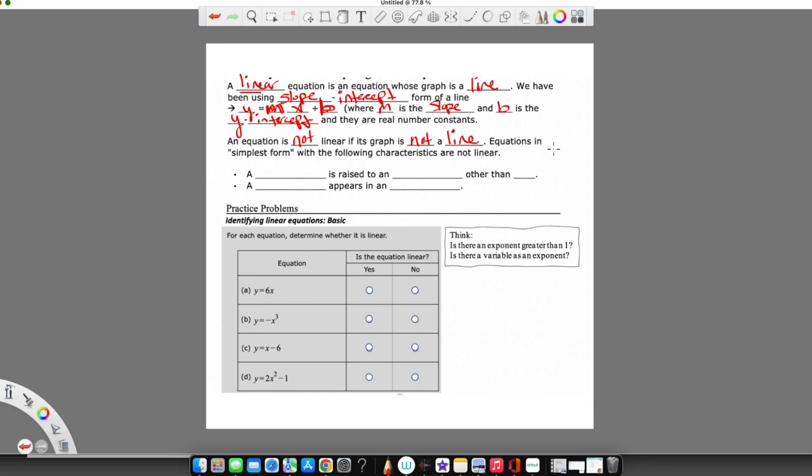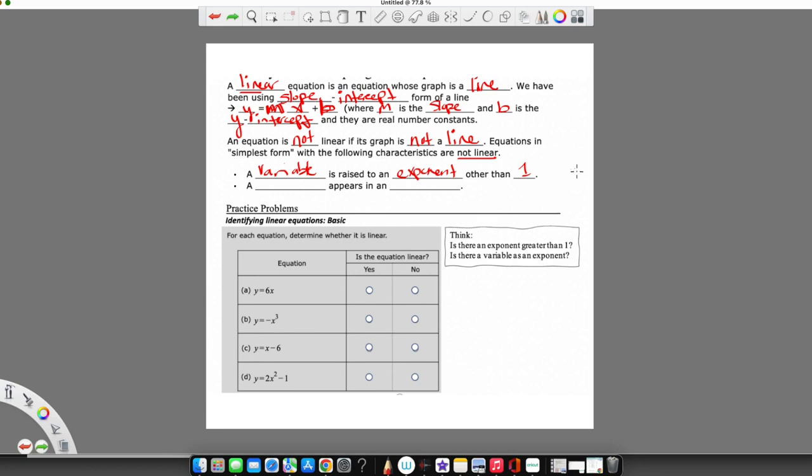Equations in simplest form with the following characteristics are not linear. If we find these things, then it's a no, it's not linear. First, a variable is raised to an exponent other than 1. An example of this would be x squared. That does not work. X cubed does not work. X to the first power is just going to look like x. We don't write the 1 there. So all we want to see is x.